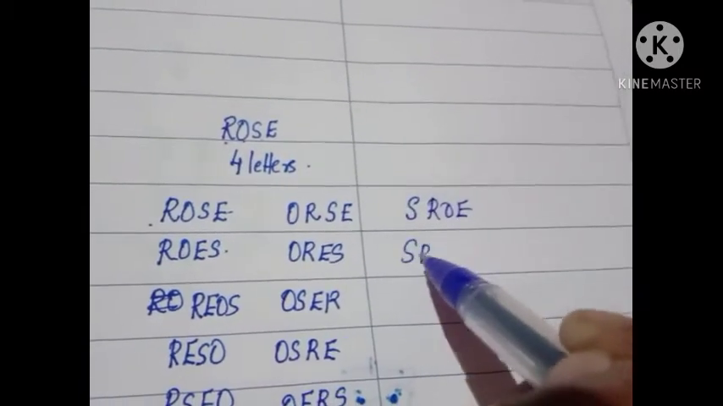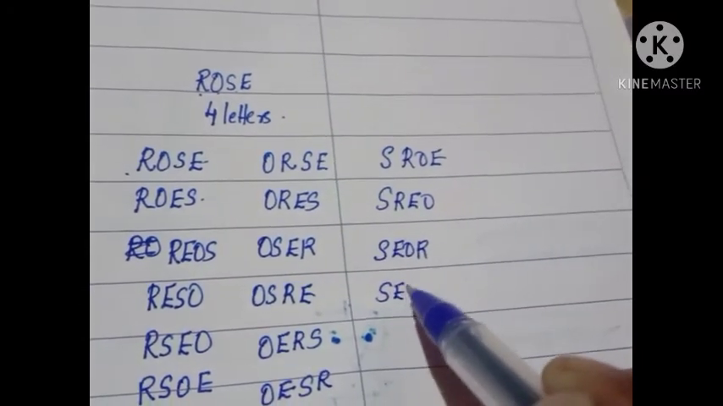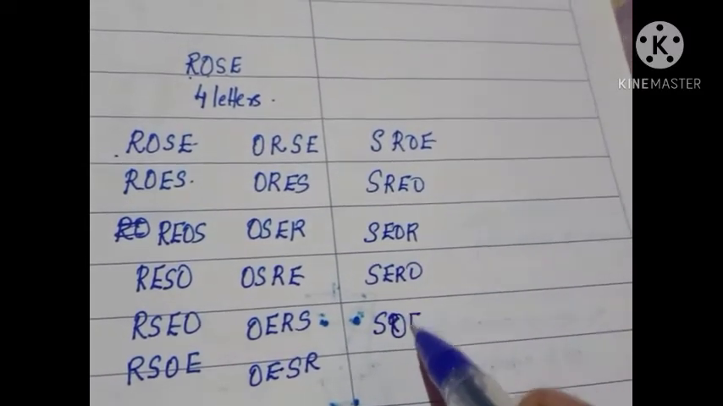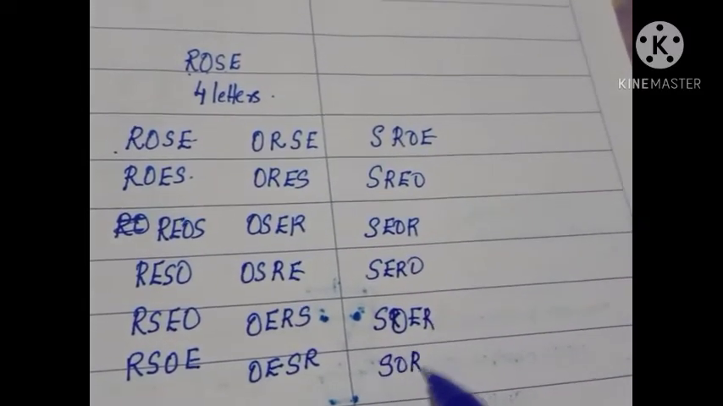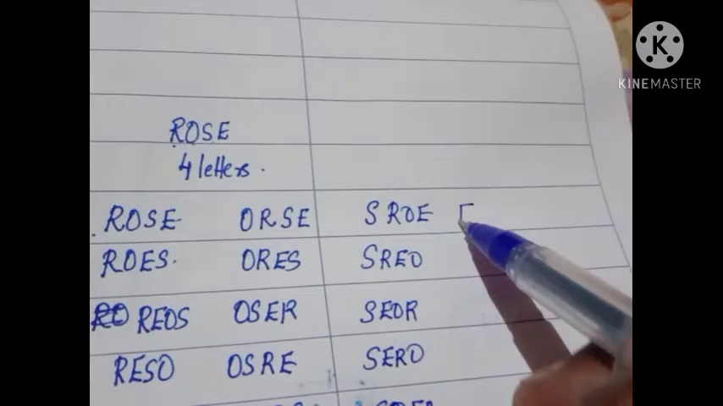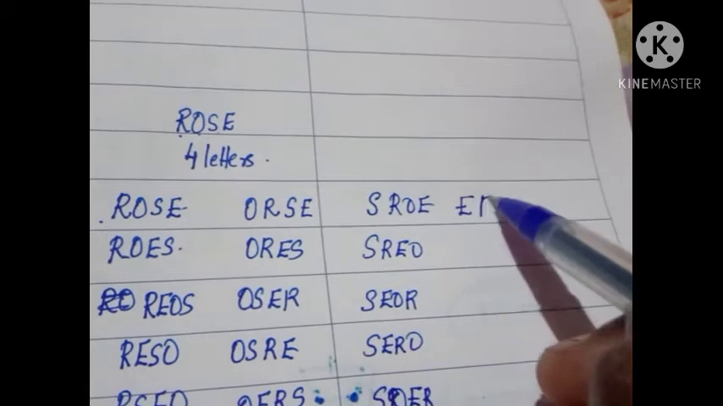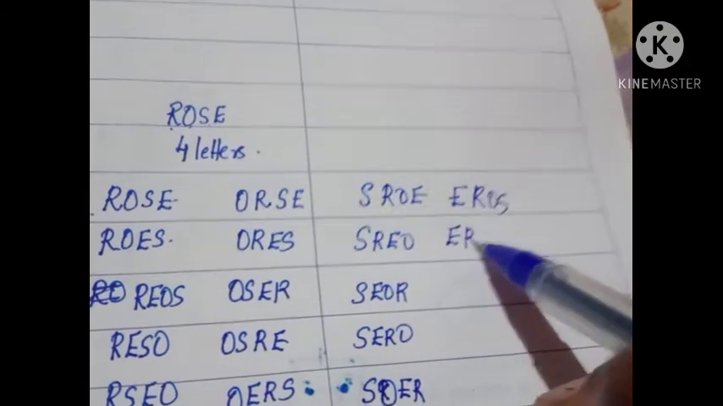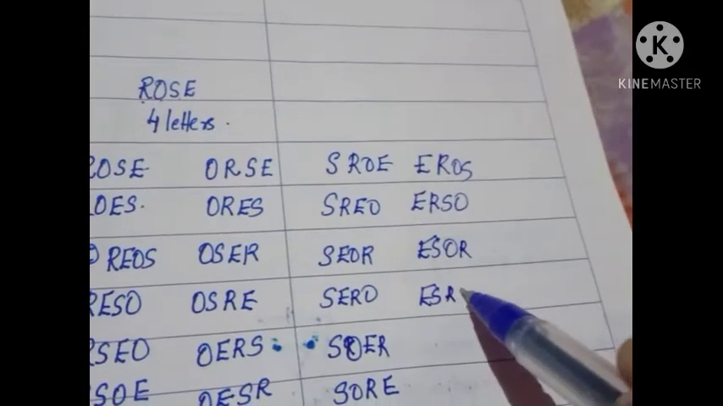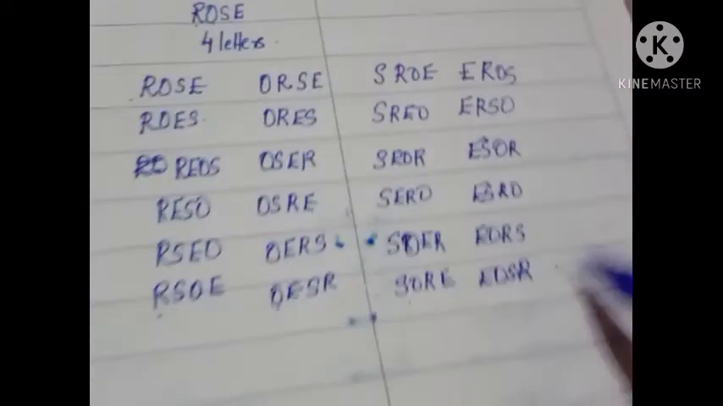SROE. SREO. SEOR. SERO. SOER. SORE. So we started with R, O, S, then we can start with E. Here also we will get some more arrangements. EROS, ERSO, ESOR, ESRO, EORS, EOSR. Okay.